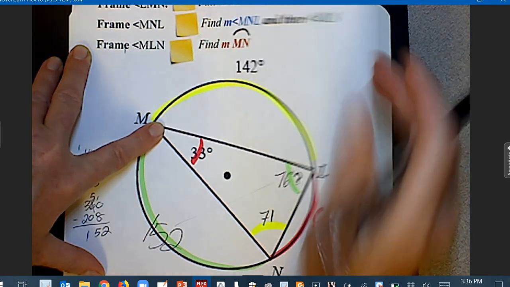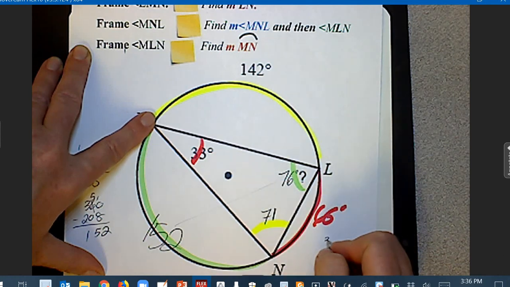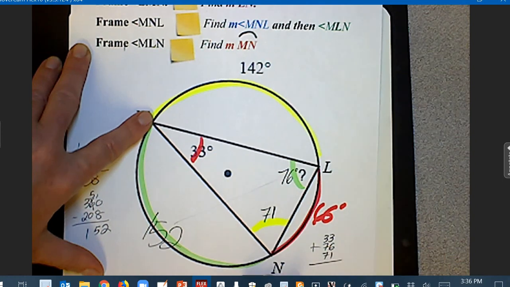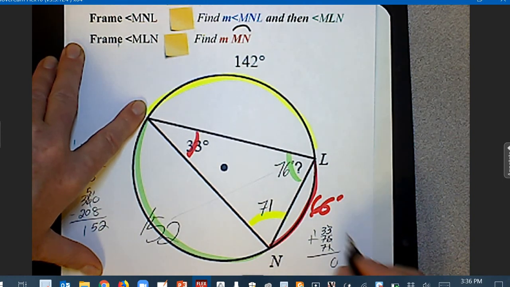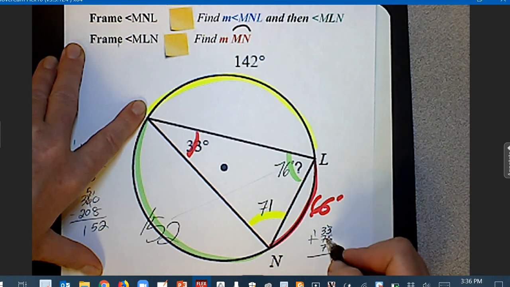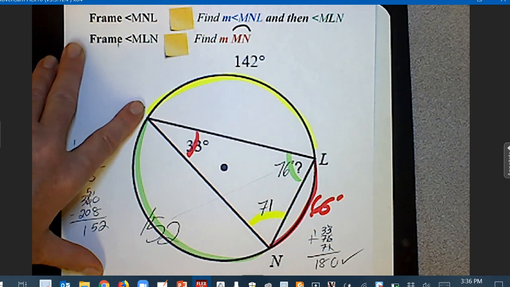Now, here's your check. We've got a triangle in here, so we're going to go 33, 76, 71, and just do a little check here. That's 180, check.